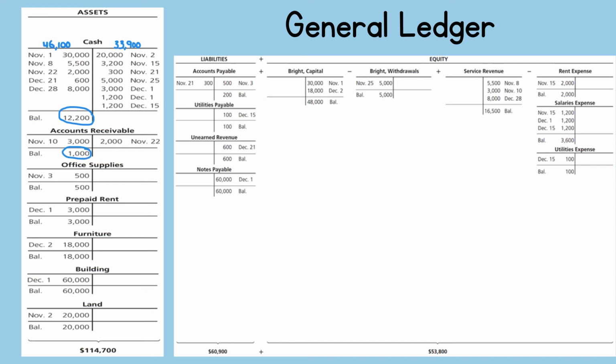For the office supplies, you had only 500 in the debit, so you're gonna leave it as 500. For the prepaid rent, it's 3,000 only. For the furniture, it's 18,000. For the building, it's 60,000. For the land, it's 20,000. As you can see, each asset account has a debit balance according to the normal balance of assets. As we said before, assets increase in the debit side, so the balance should always be in the debit side.